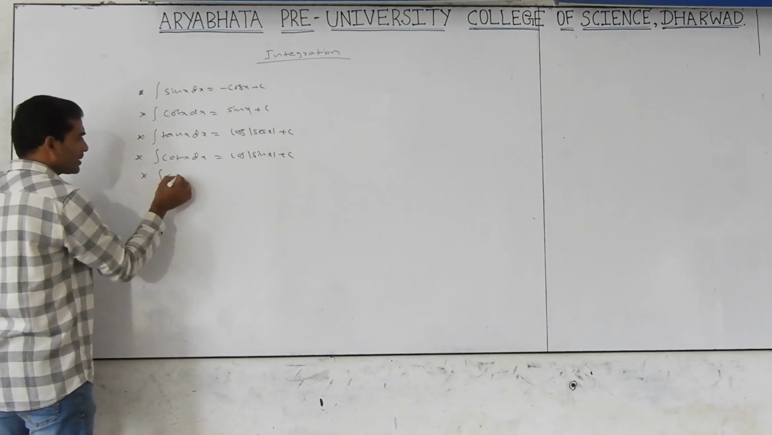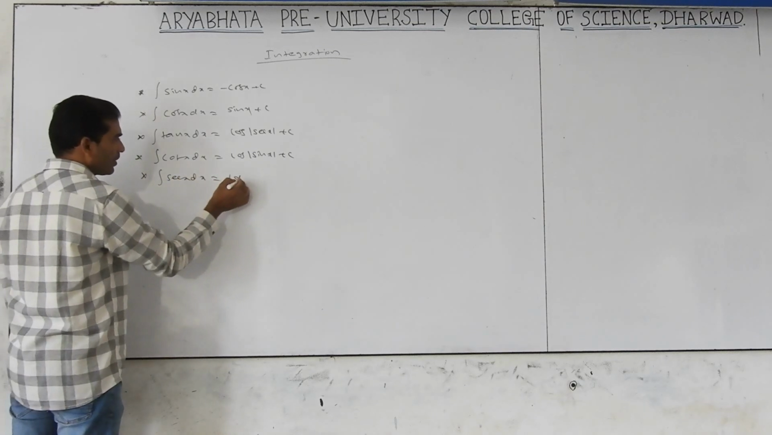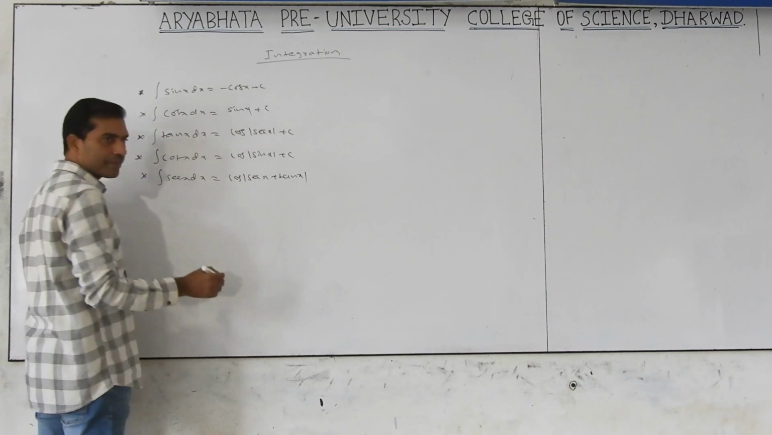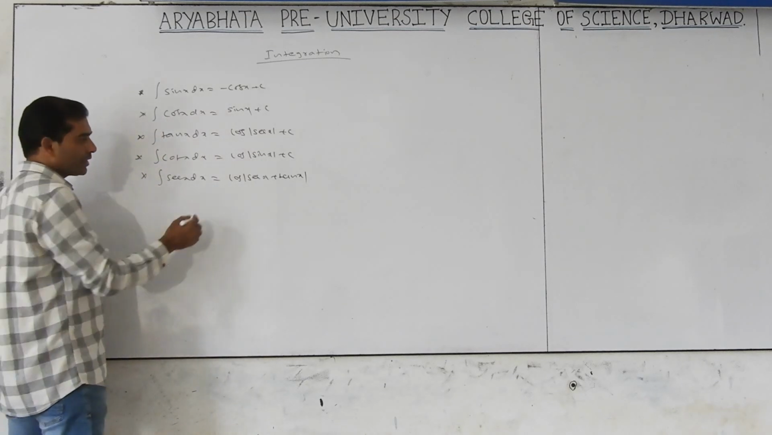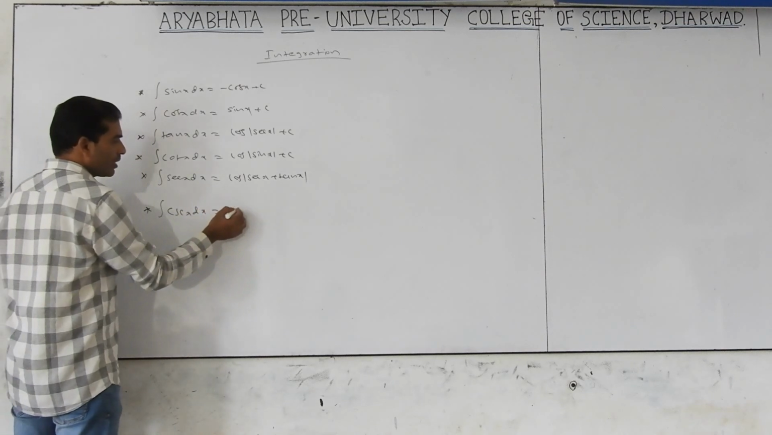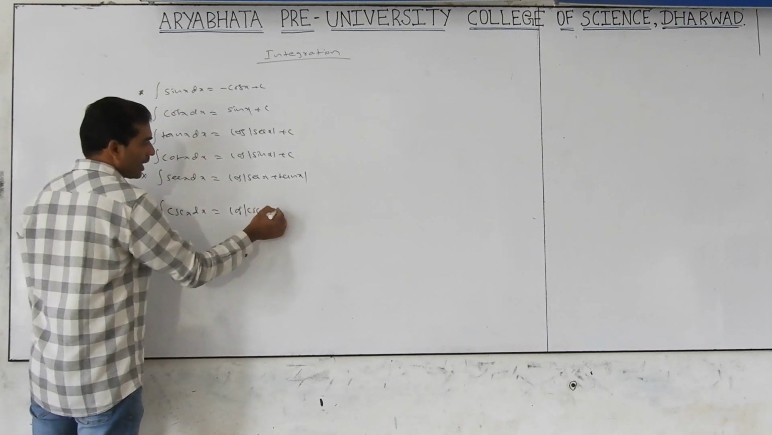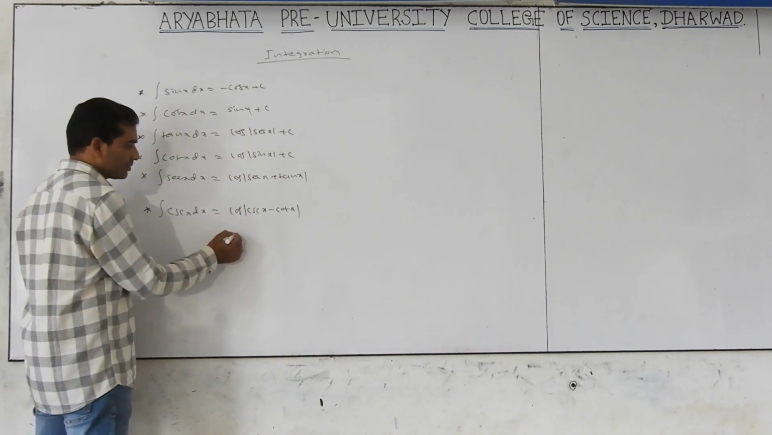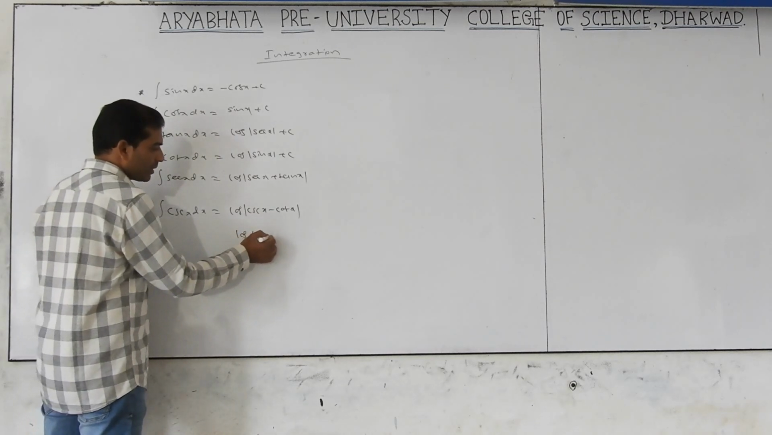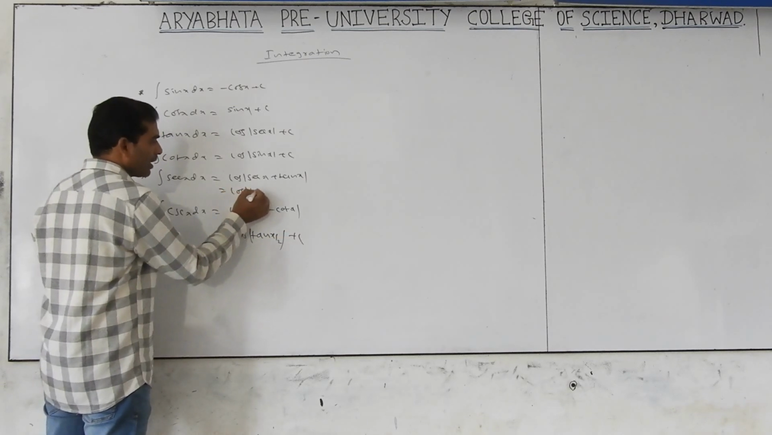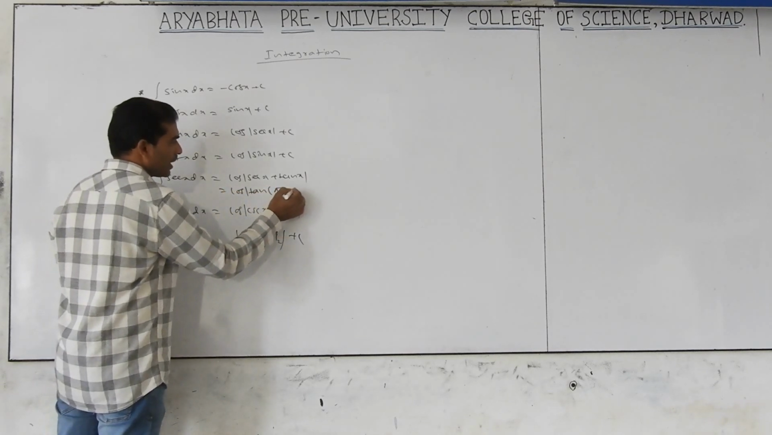Integration of sec x is log of sec x plus tan x, or log of tan of pi by 4 plus x by 2. Integration of cosec x dx is log of cosec x minus cot x, or log of tan of x by 2.